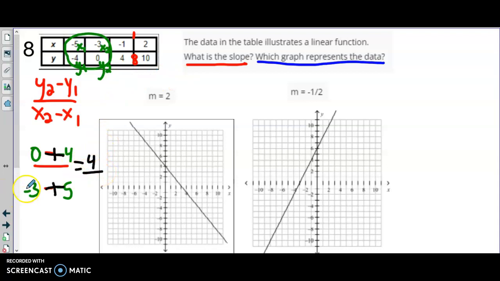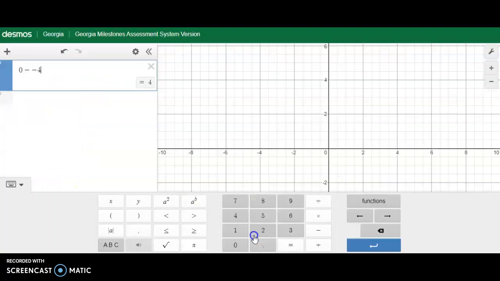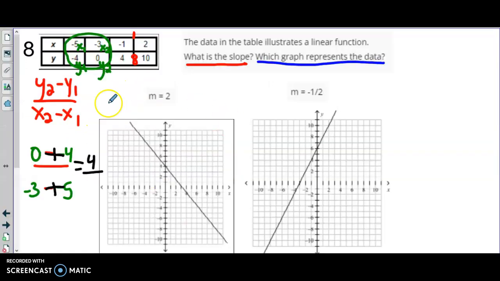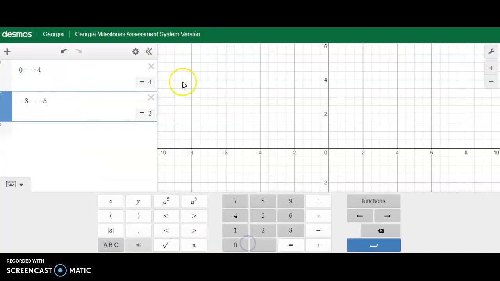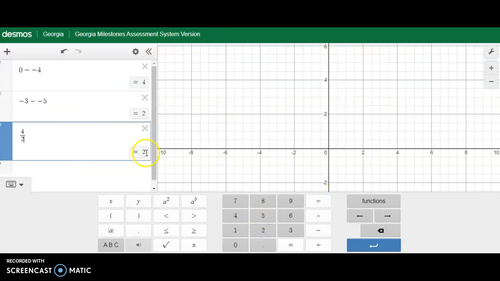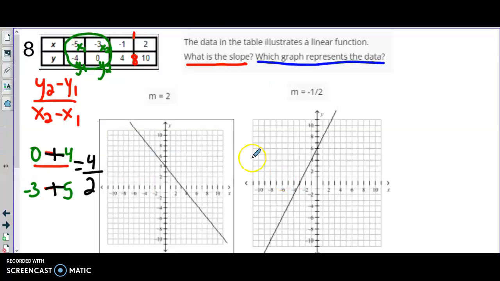And then on the bottom, we have -3, and originally it was minus -5. So I want to show you that if you forgot that that makes a positive, that's okay. You could do -3 minus -5, and it gives you 2. So on the bottom, we get 2. And then we could reduce this in our calculator. 4 divided by 2. Most of you probably know that in your brain, but just in case you don't, 4 divided by 2 equals 2. So our slope here is a +2. That's one of our answers.